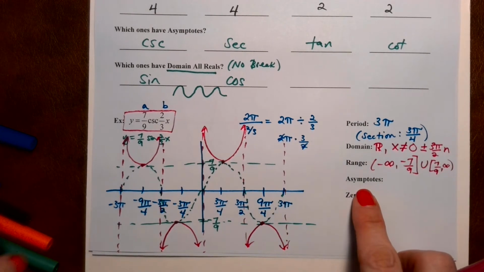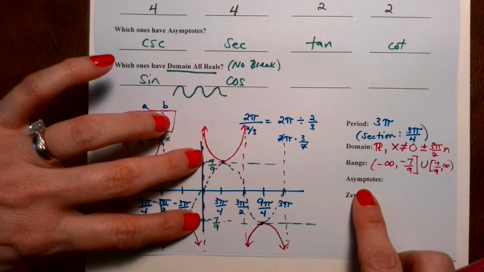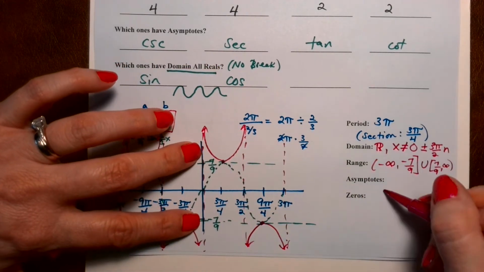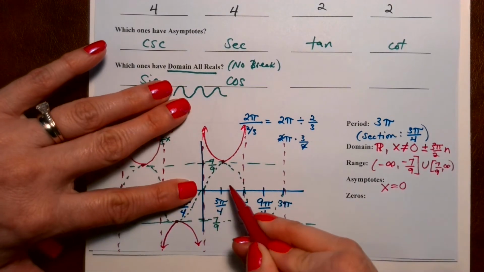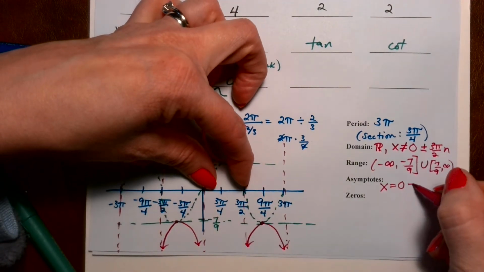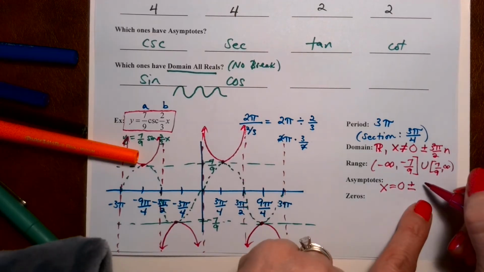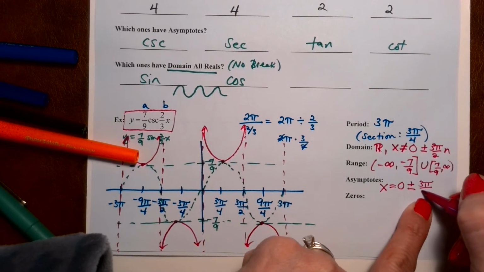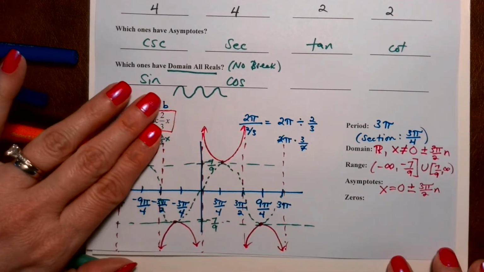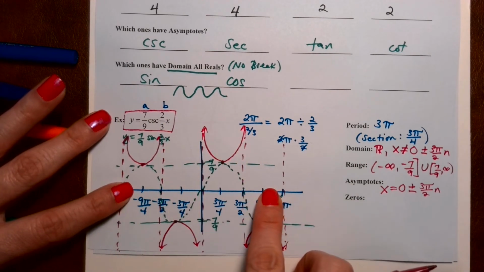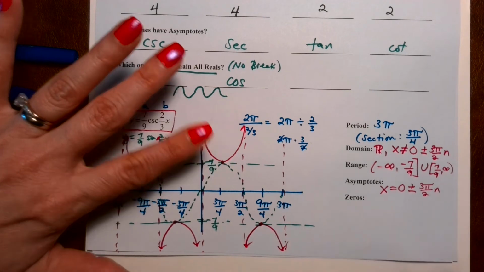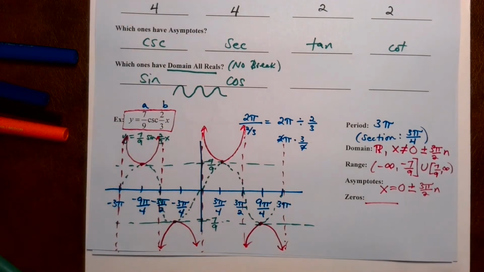Are there asymptotes? Yes, indeed. Okay, right where we said there was breaks. The first asymptote, x equals 0, and then the space to the next one was plus or minus 3 pi over 2n. And does this cosecant graph touch the x-axis? No, he does not touch, so there are no zeros. Let's just dash that out.